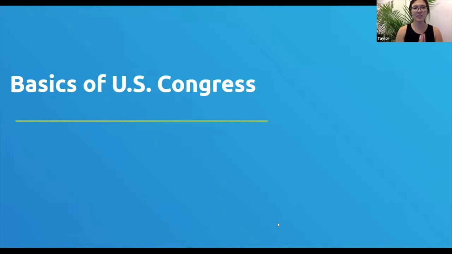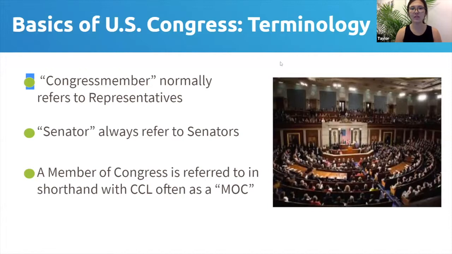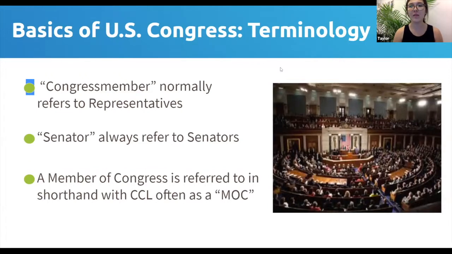So tonight we're going to start with just the term of Congress member. Congress member or congressman or congresswoman normally refers to the member of the House of Representatives, while for the senators, we just call them senators. We use the term MOC often in CCL, which is an acronym for Member of Congress. So you'll probably hear these pretty often if you come out to DC in June.